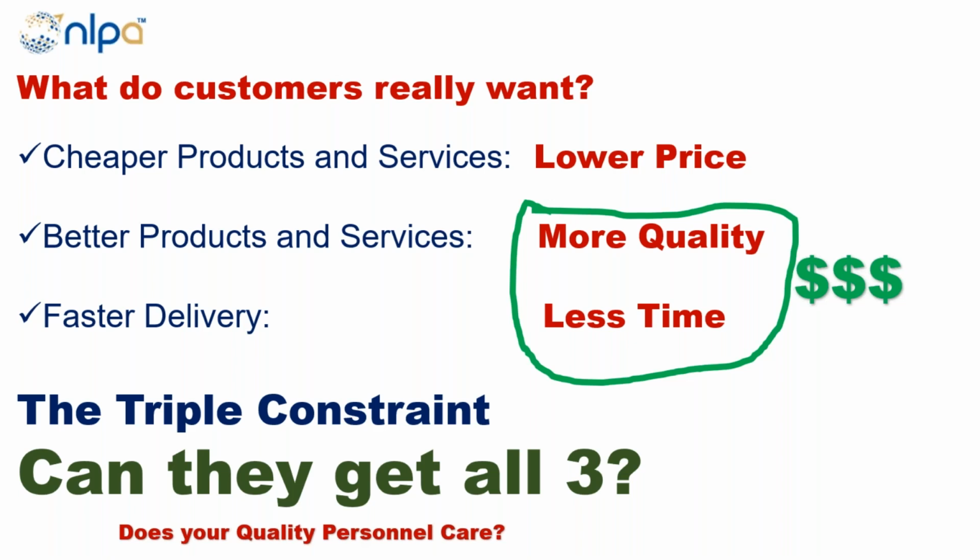But when we look at lower price, greater quality, in less time, here we run into what we call a triple constraint. And many of us will put our hands up and say, well, if they want it cheaper, but they want more quality and they want it faster, they can't have all three. So if they want a product of higher quality, it's going to cost more.